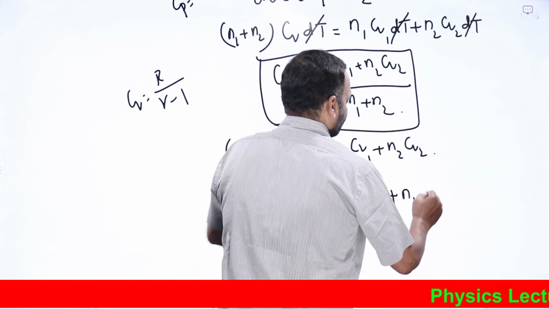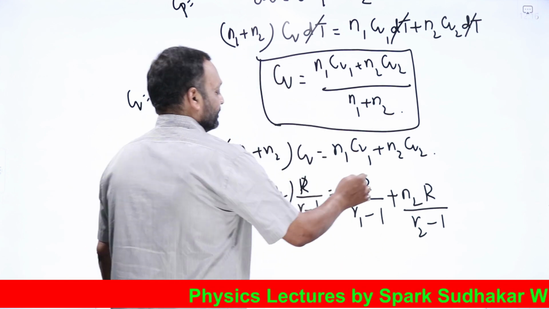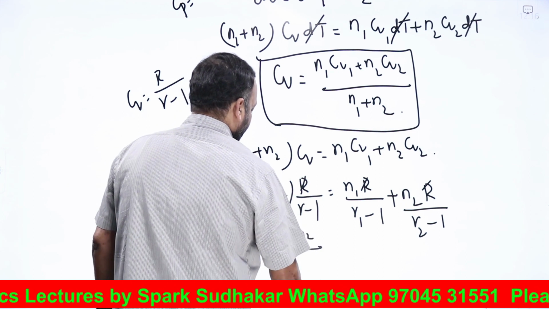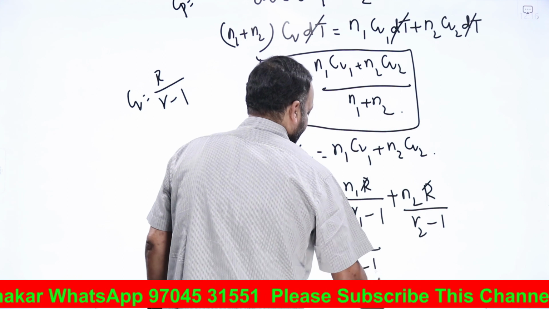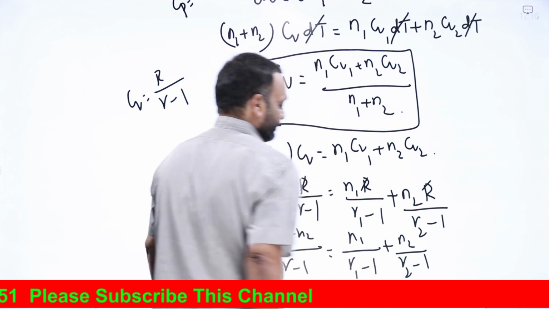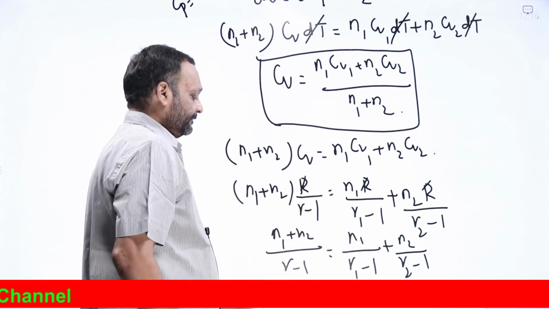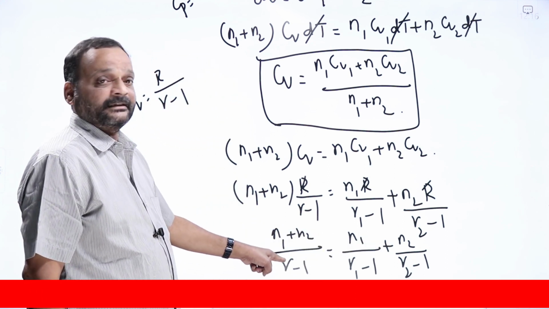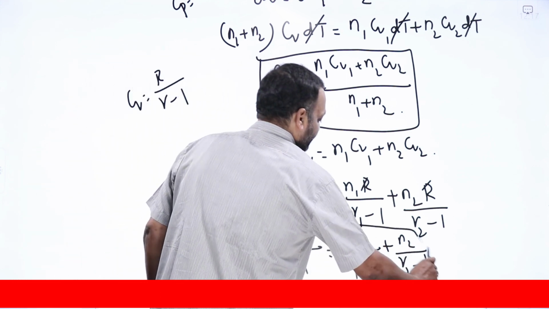Similarly, n2 can be written as Cv2 = R/(γ2 − 1). Cancel out this R. What is left is (n1 + n2)/(γ − 1) = n1/(γ1 − 1) + n2/(γ2 − 1). The n1 and n2 values will obviously be given, and the γ1 and γ2 values also will be given. So we can find the resultant mixture's gamma value. This is one straight-cut method.